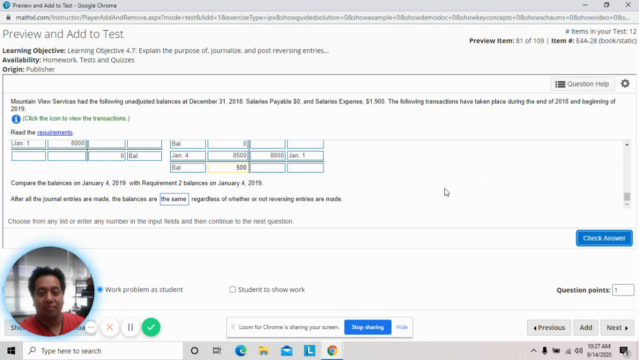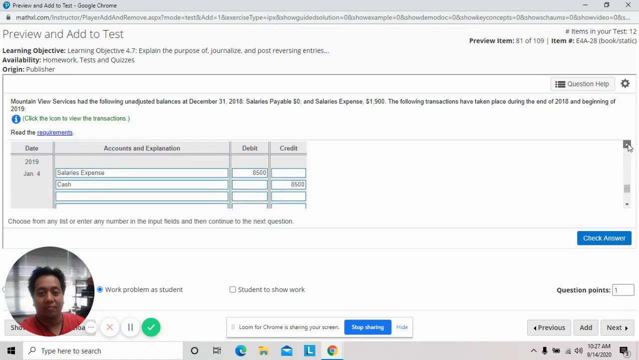Okay, so there's a little differences here and there, but as you can see, here are the answers that you need to look out for.